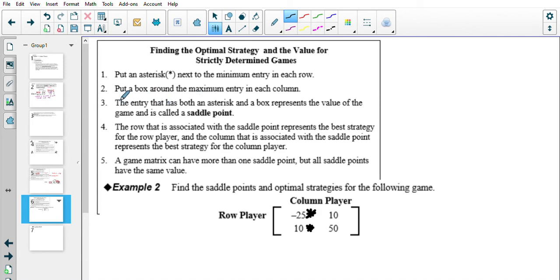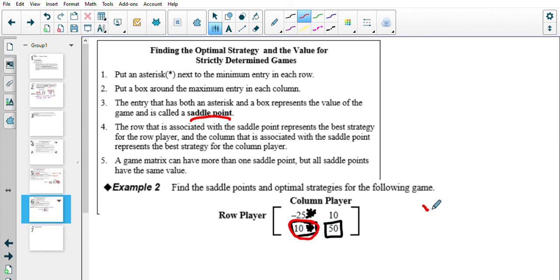Okay, step 2, put a box around the maximum entry in each column. Okay, so in the first column, 10 is greater than negative 25. And in the second column, 50 is greater than 10. So those are our boxes. Okay, step 3, find the saddle point. The entry that has both an asterisk and a box represents the value of the game and is called the saddle point. So that's, of course, this entry right here, this 10 with the box and the asterisk.